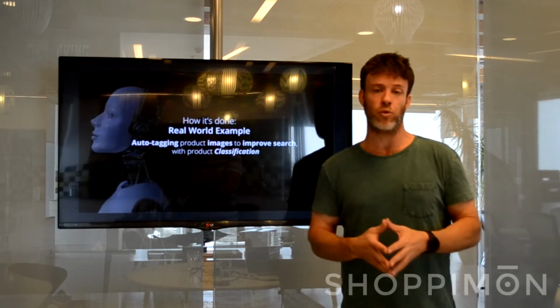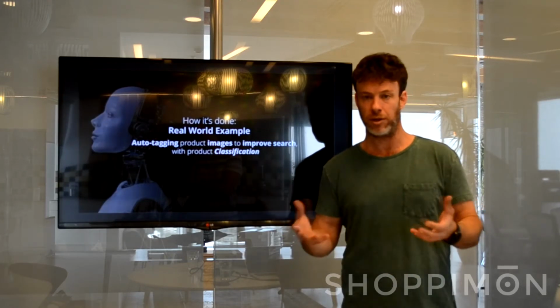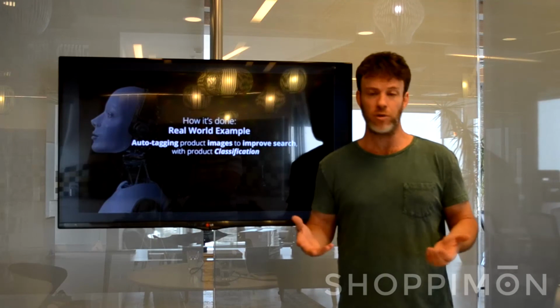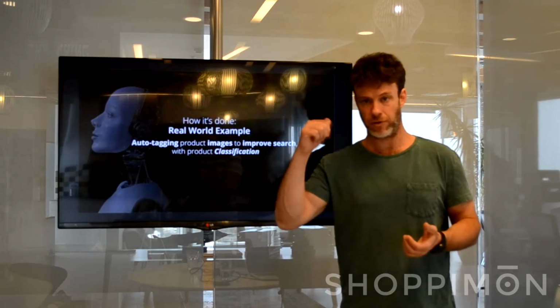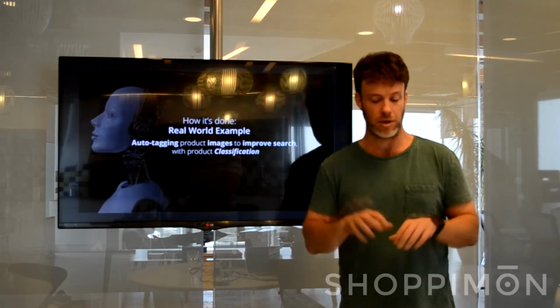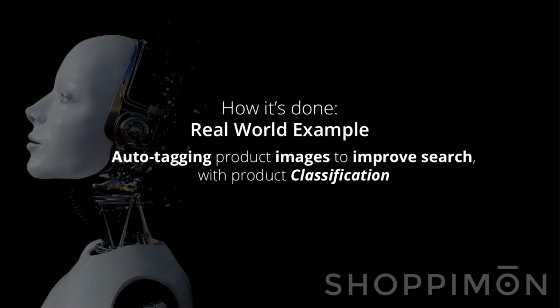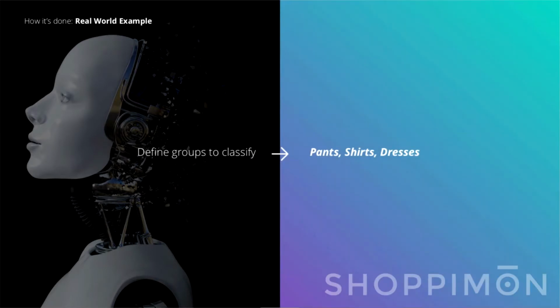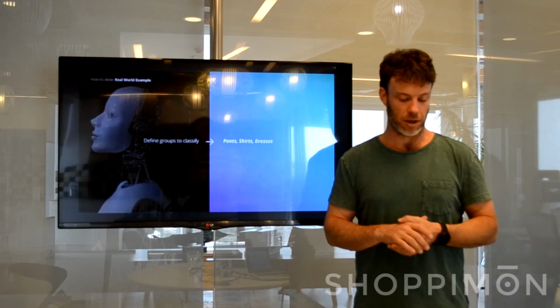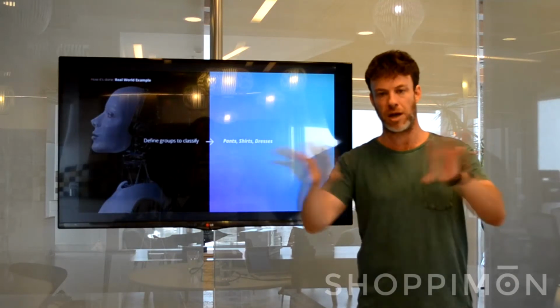So in order to do that, we'll use image recognition, we'll try to improve search, and we'll use the classification algorithm, the first method that we talked about, of putting images into groups that we know about in advance. The first thing we need to do is decide on the groups. So let's say that we'll take pants, shirts, and dresses. These will be the groups, the tags that we want to tag our products with.